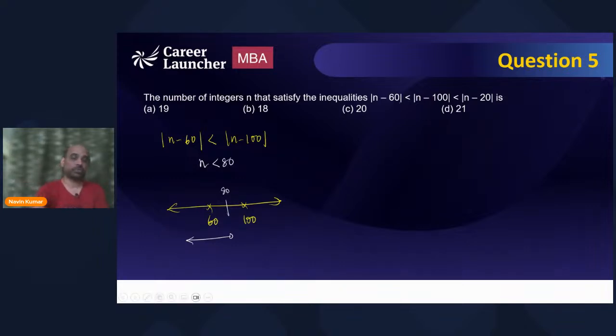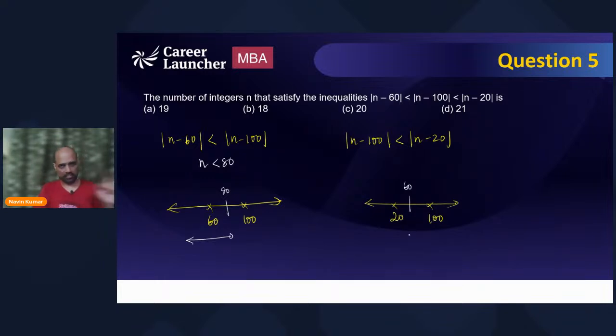Let's pick up the next one now. Mod of n minus 100 is less than mod of n minus 20. So there are again 2 points here, 1 point being 20 and 1 point being 100. Now we need a point, or we need a person who should be closer to 100 than 20. So the point between 20 and 100, the midpoint, which will it be? 20 and 100's average, right? Which will result in 60.